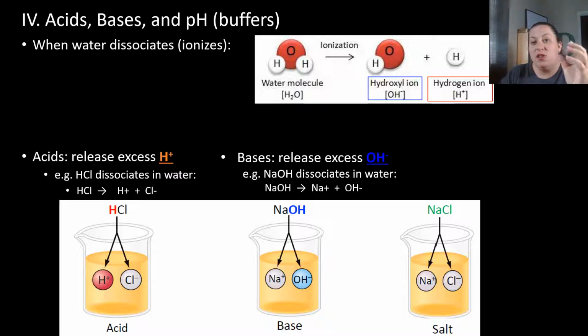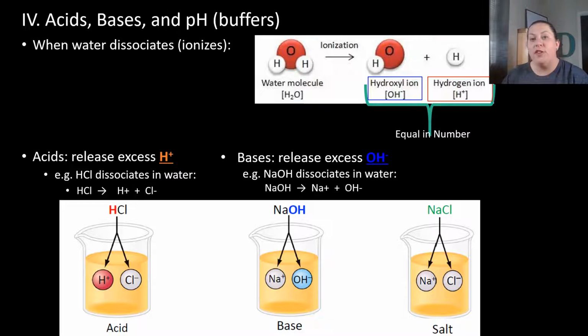The next example, though, is NaOH. When this sodium hydroxide gets dropped into water, it dissociates, but we see that it's going to dissociate into Na+ and OH-. That OH- is a hydroxyl ion. It's still an ion because it has a charge to it. It's a negative charge, and this is what makes something basic. It's not acidic. It's what we would call basic or alkaline.